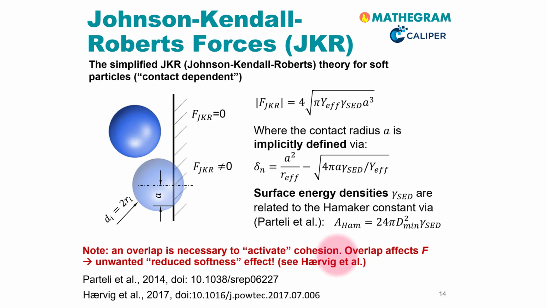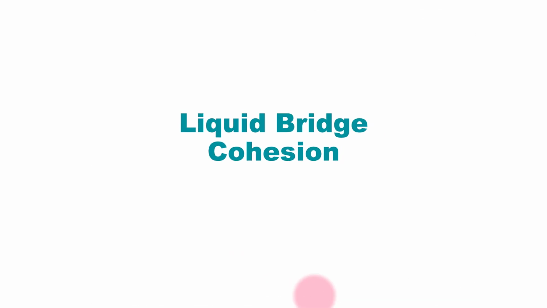This is of course a problem for the soft sphere DEM. The reason is that in a soft sphere DEM, we typically choose much softer particles than in reality. And it has been shown that this softness effect is important. It can be to some degree corrected, as shown by this publication here. That's it for the van der Waals type of forces. We will now look at liquid bridge cohesion.